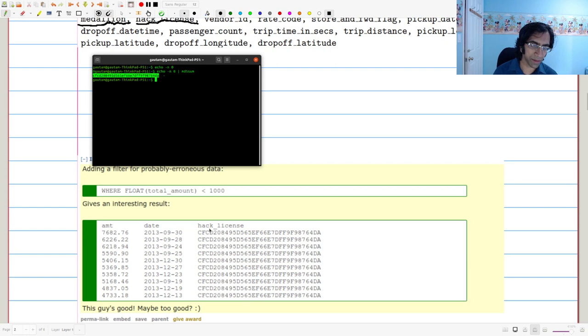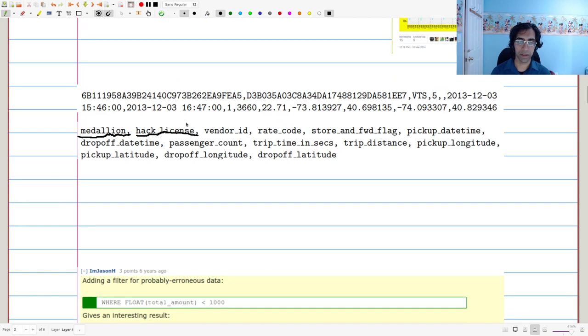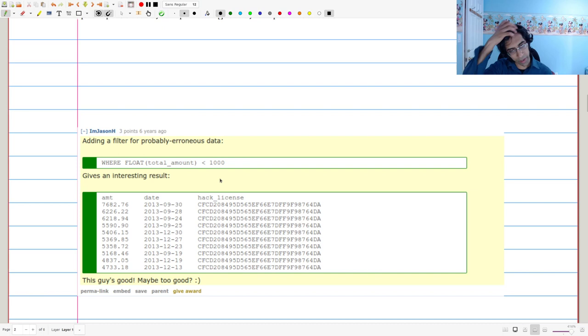This is an odd sign because it says, okay, why would it match up here? What's going on here? What Pandurangan hypothesized is the following. He hypothesized that what these medallion and hack license numbers actually were, was they took the actual medallion and hack license value, ran it through the MD5 hash function, and then those were used as the new identifiers.